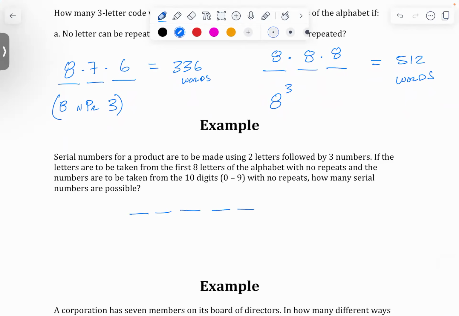So again, 5 blanks, 2 letters. So first 8 letters, that's 8 times 7, and then followed by 3 numbers, 10 times 9 times 8. 40,000 plus ways that can be accomplished.